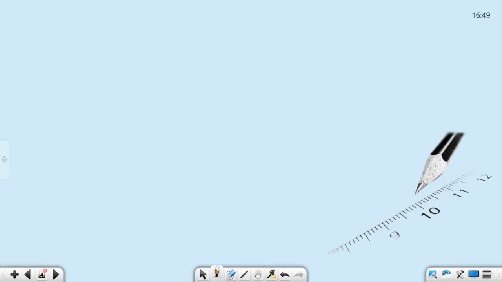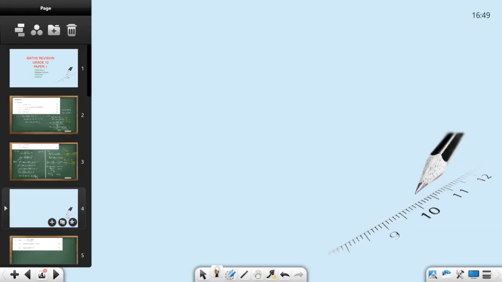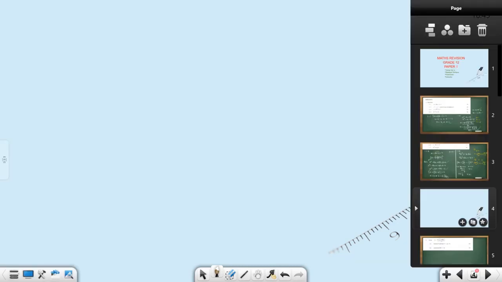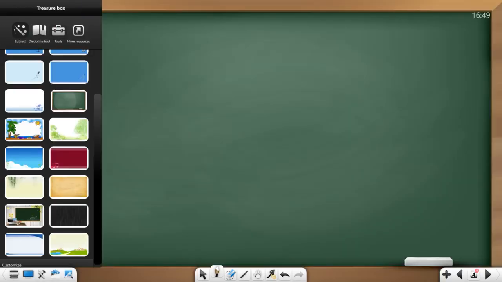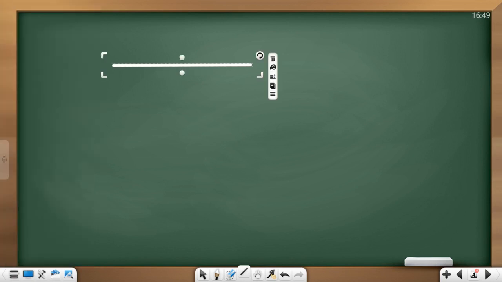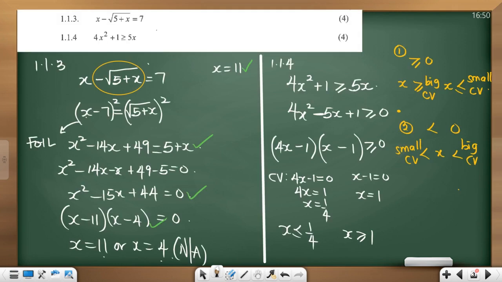So look at what I'm going to do. Let's get a page there. I'm going to draw a number line. I'm sure you were taught this method. The small critical value on the left and the big one on the right. By the way, what is my equation? This is a longer method. If you know the one in yellow, you'll be fine.